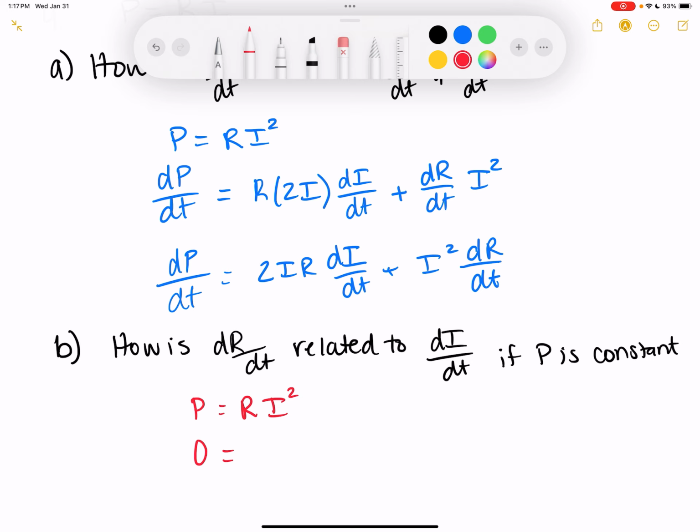So then I have the same product rule that I had up here. So I'm just gonna copy it down because I'd already done it up here. Okay, so that's where it's coming from. So 2ir di/dt plus i squared dr/dt.